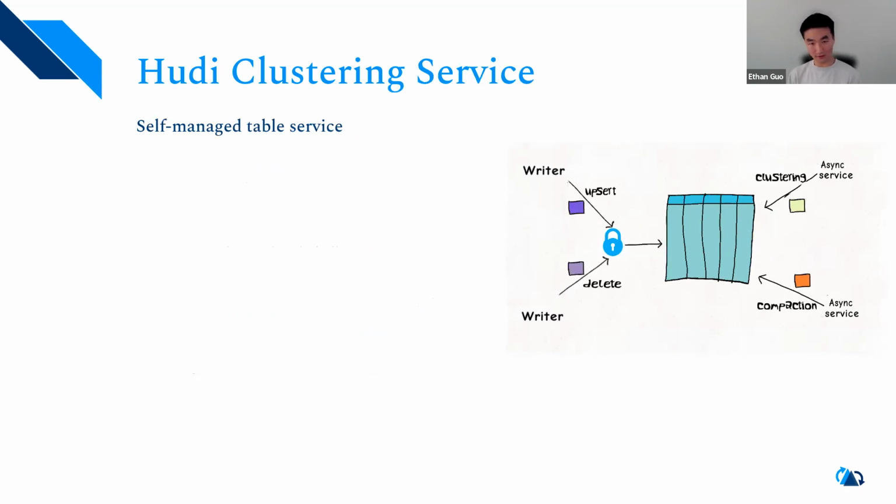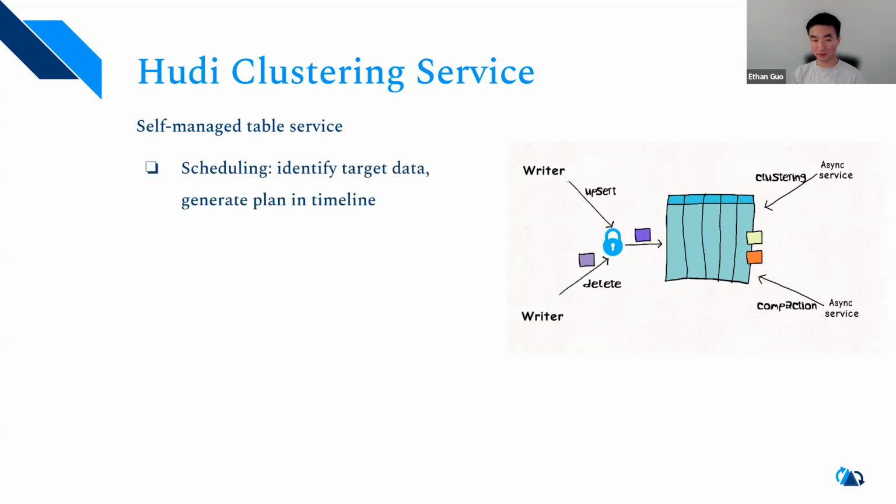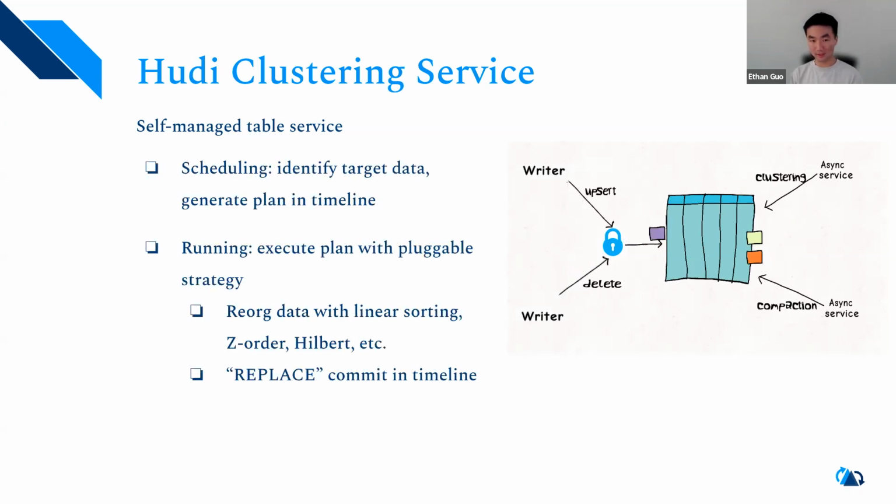In Hudi, we use a table service to provide this self-managed clustering so the user doesn't have to worry about the internals. There are two steps. The first is that the writer schedules the clustering plan. It first identifies the target data or file slices for clustering, and then generates a plan in the timeline. Later, either the same writer or another async job can pick up the plan and execute it with a pluggable strategy. For example, for reorganizing the data, you can choose linear sorting or different space curves, including Z-order or Hilbert.